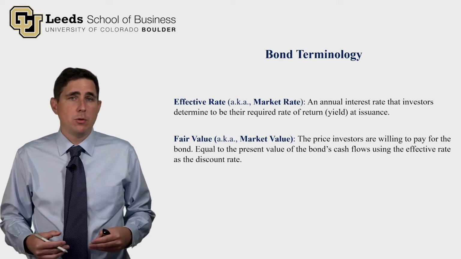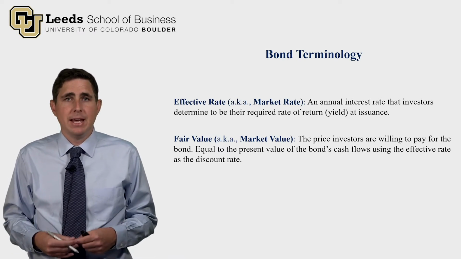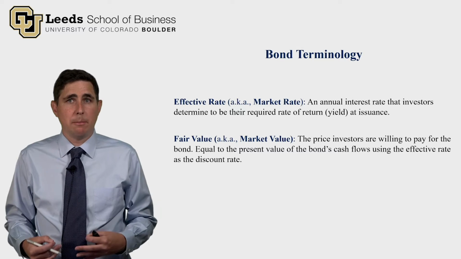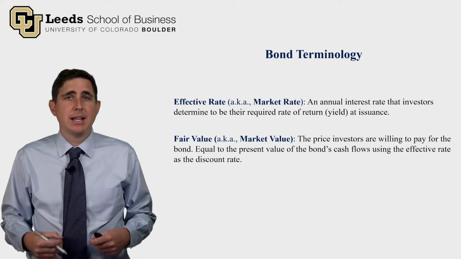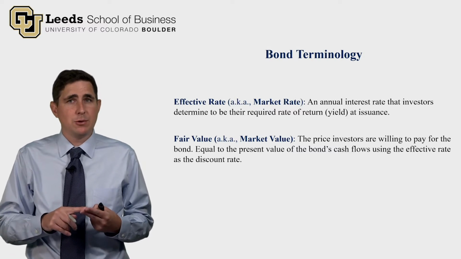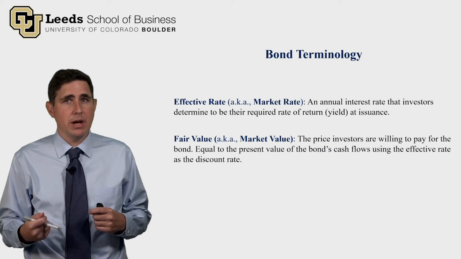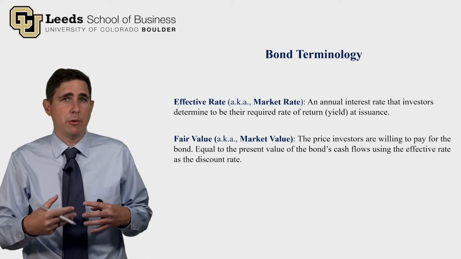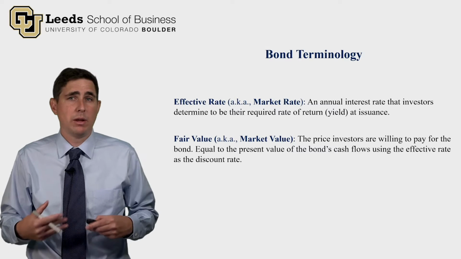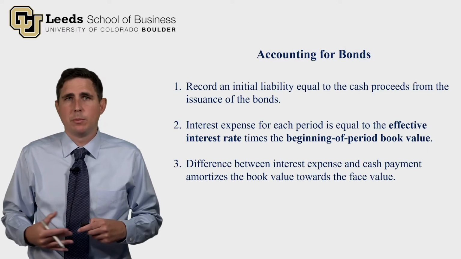The fair value, or the market value, is what they calculate based on the effective rate. It's the price that investors are willing to pay for a bond, and it's equal to the present value of all of the bond's cash flows, so the principal and the interest cash flows. The investor will discount those cash flows using the effective rate, and they'll come up with the fair value of the bond. What are they willing to pay for that bond? Okay, so that's some terminology.